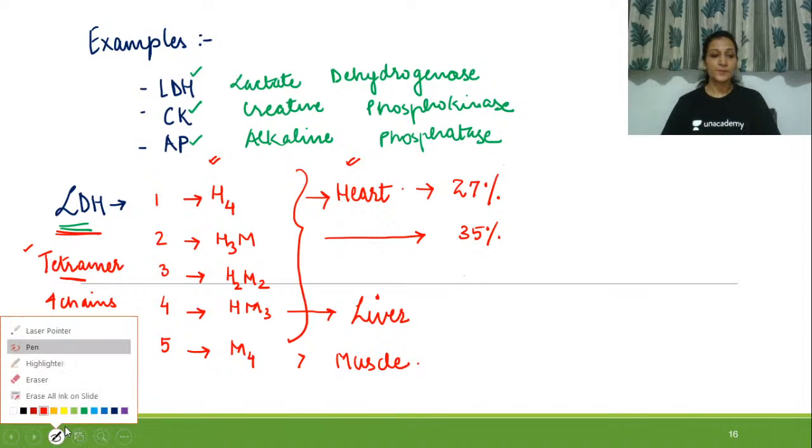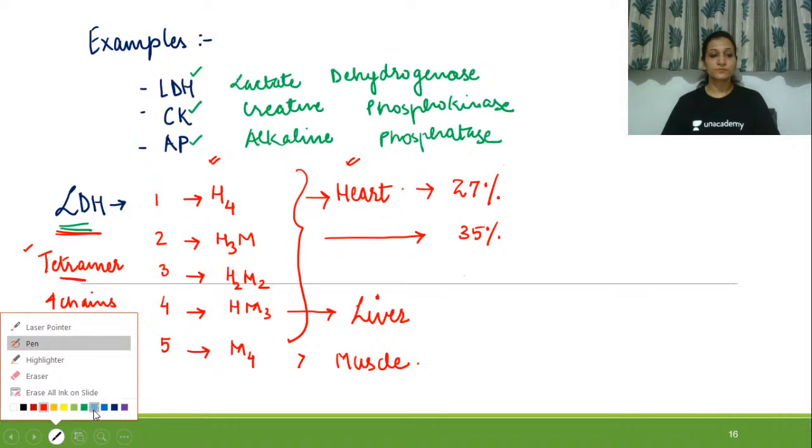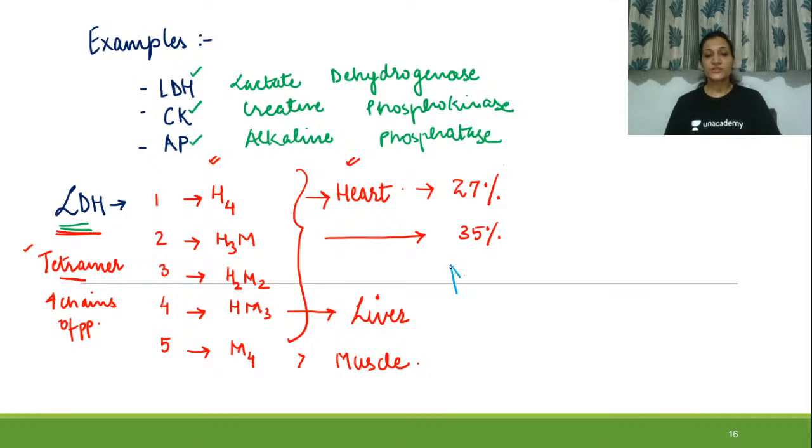Now coming to its importance, let's take another color. In myocardial infarction, in MI, the concentration of LDH1 increases. Otherwise, its concentration is low. This is also called the flipped pattern. As you can see, it is 27% previously, but in case of MI, the pattern will be flipped. So this is called the flipped pattern of LDH.